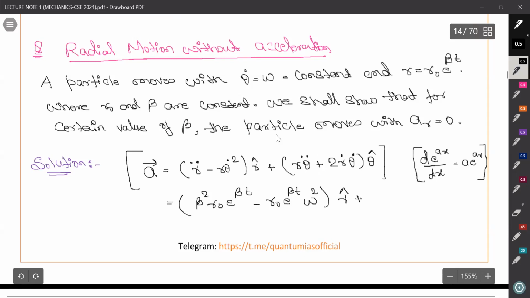This will be 0 because theta dot is omega and that is constant. So this term will become 0 for us, and for this we can write that 2 into r dot is beta r naught e to the power beta t, and theta dot is omega. So this will be our tangential term. Okay.